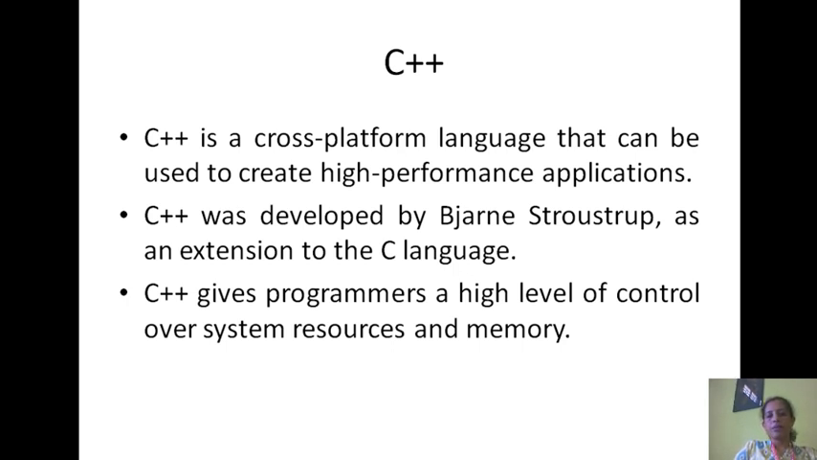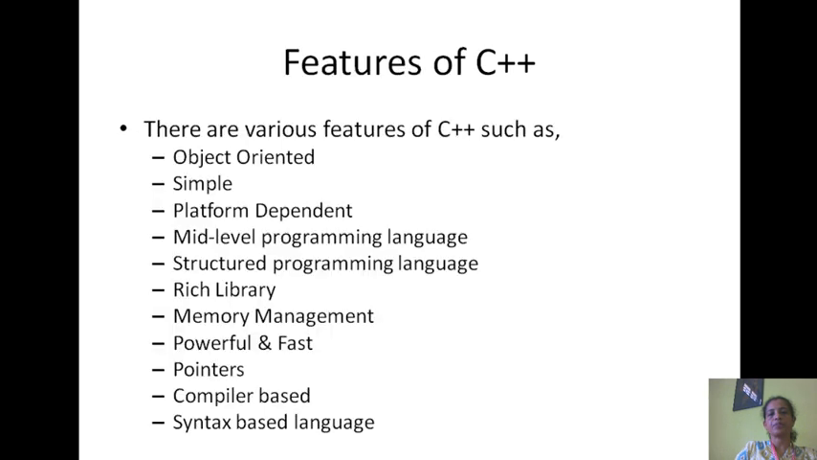And it gives high performance with control of the system resources and the memory. So these are the advantages of the C++ programming language. So what features do we get in C++? C++ is an object-oriented programming language, so we get the concept of objects, and every feature we can define on an object basis.